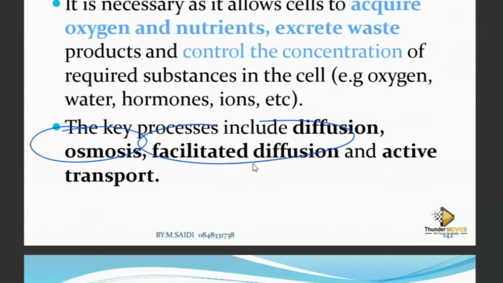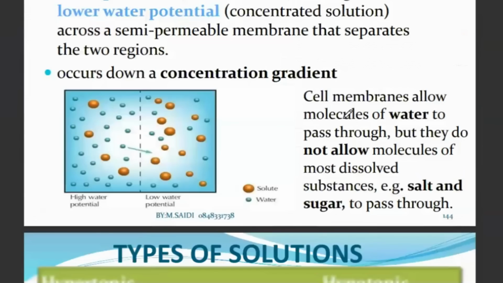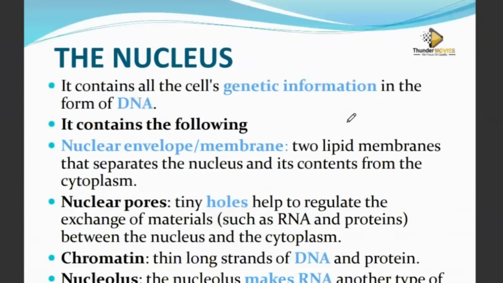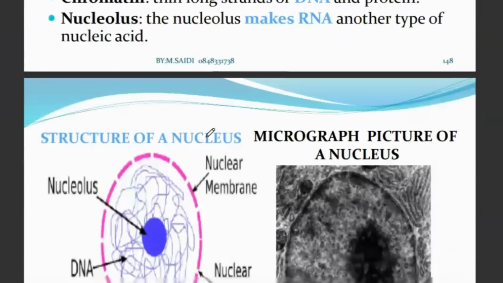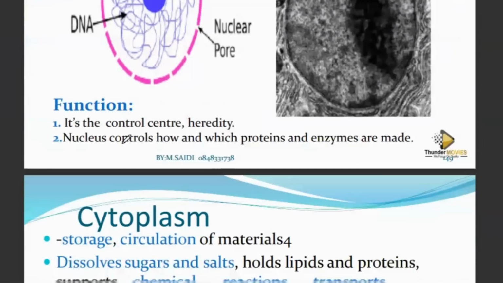Yes, all these processes, please make sure that you know how they operate. Then diffusion, that's diffusion, osmosis. There are three organelles which you need to talk about. The first one is the nucleus. Know how to draw and label the nucleus, and then the function of the nucleus.